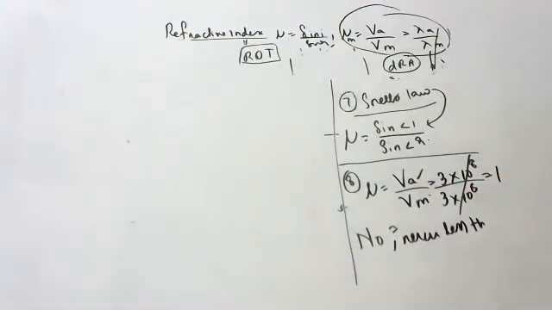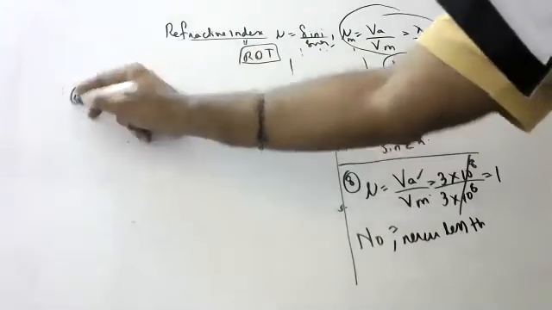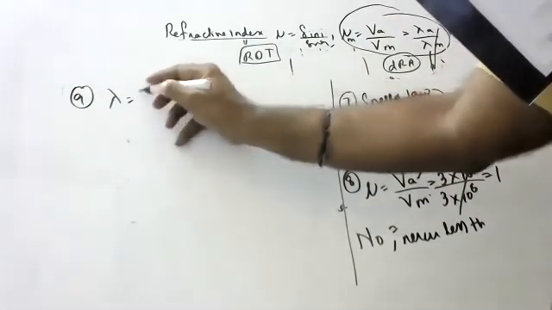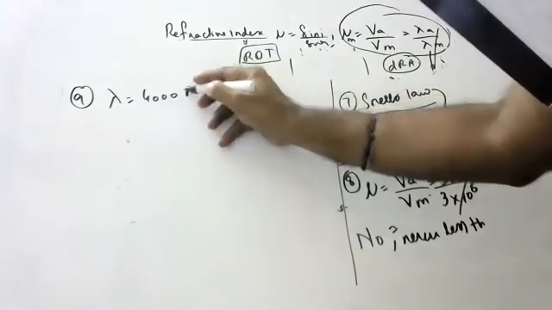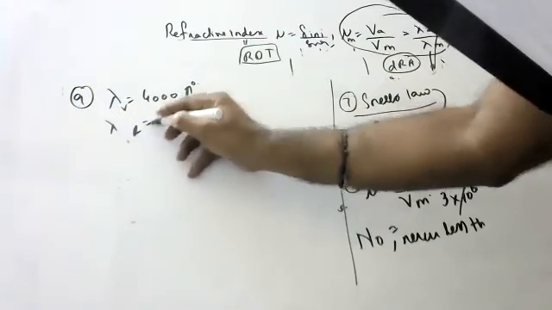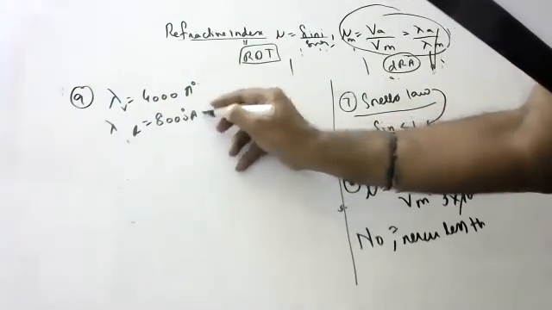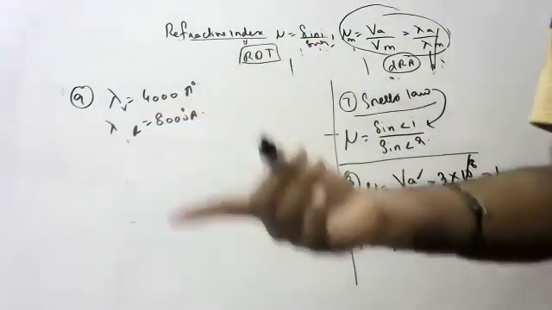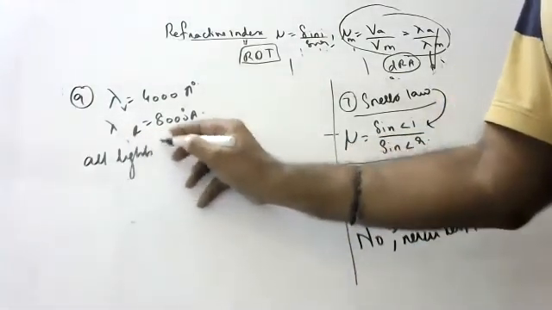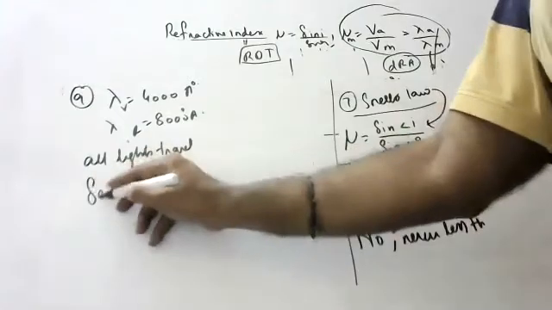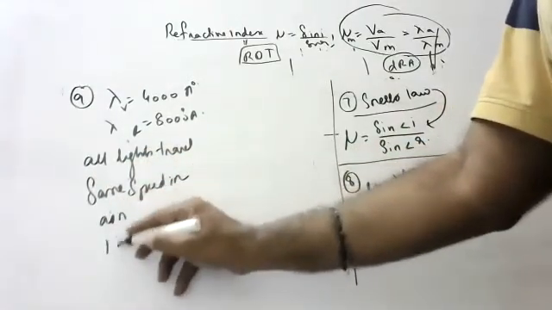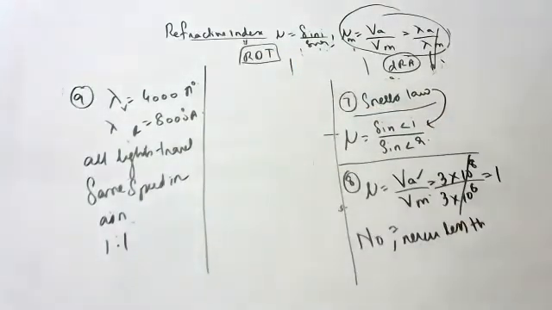Next one. Ninth question says: compare the speeds of light of wavelength 4,000 angstroms, violet light, and wavelength 8,000 angstroms, red light. Children, all light travels with the same speed in air. The ratio is 1:1. All light travels with the same speed, no need to find.